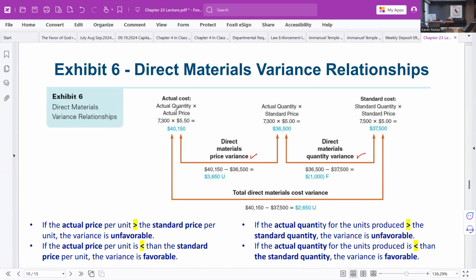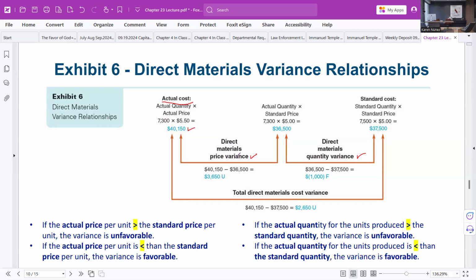I like this representation of the variance analysis. Let's start on the far left. On the far left, we have the actual cost. The actual cost is two things. It's the actual quantity times the actual price. They actually purchased and used 7,300. And the actual cost of the materials purchased and used is $5.50. So the total actual cost is that $40,150.